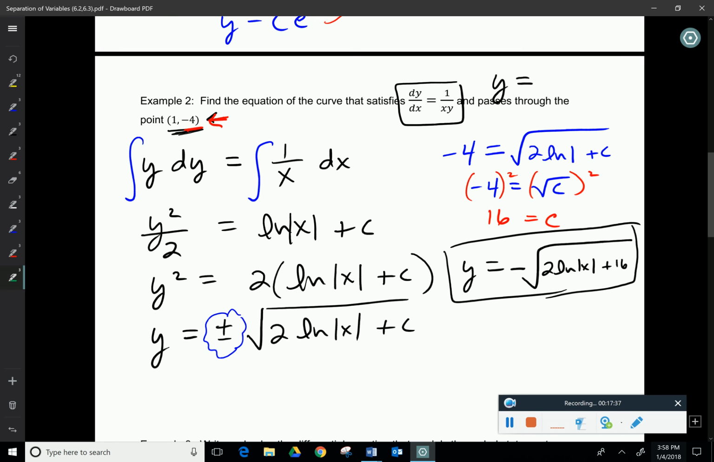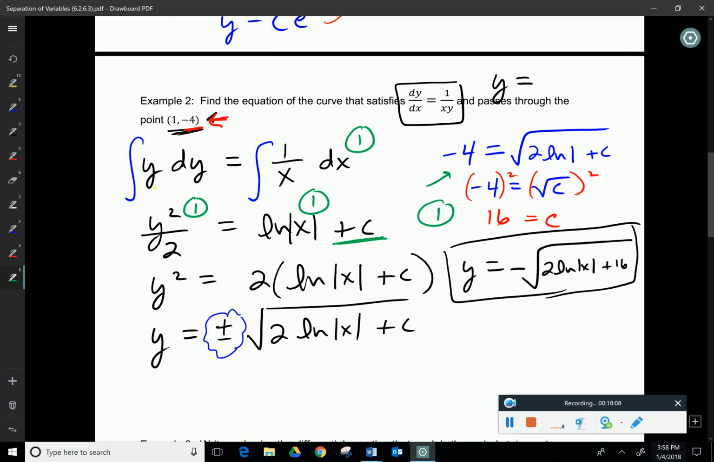Now, just to show you another way they tend to grade these, like I said, you get 1 point just for separating correctly. On this one, it might be that they give you 1 point for integrating the left side correctly, 1 point for integrating the 1 over x correctly, and maybe instead of giving you 1 point just for the plus c, maybe that 1 point is for not only knowing that there's a plus c here, but also knowing that you need to actually plug in your ordered pair and find c.